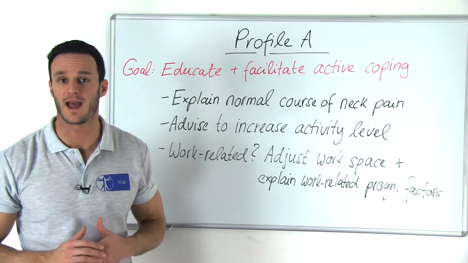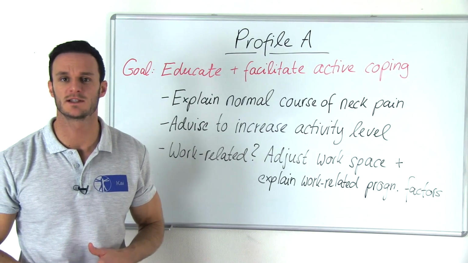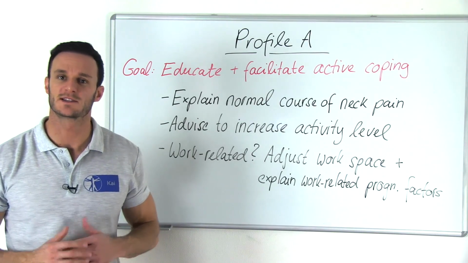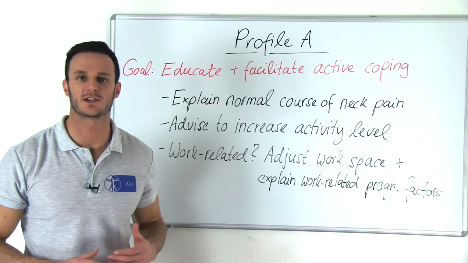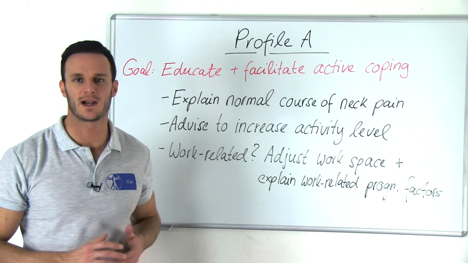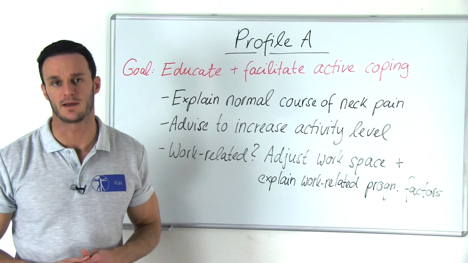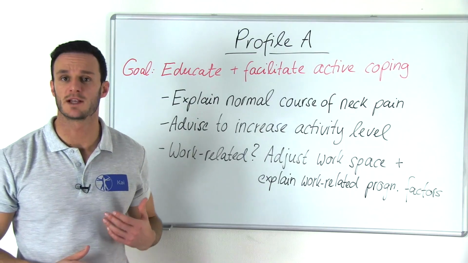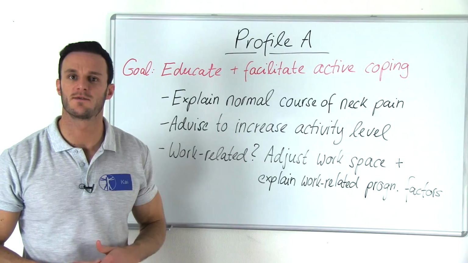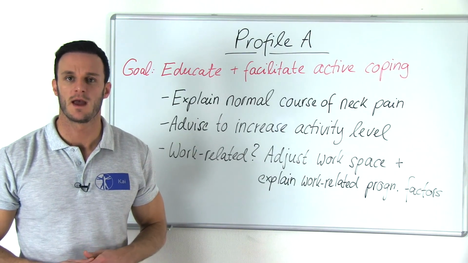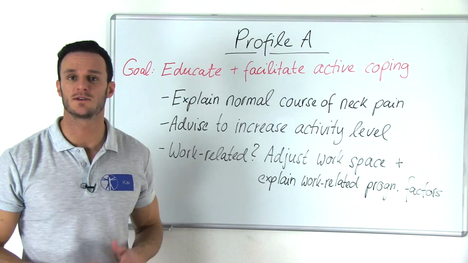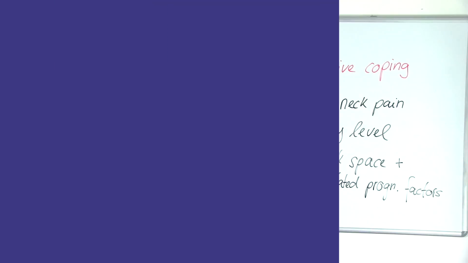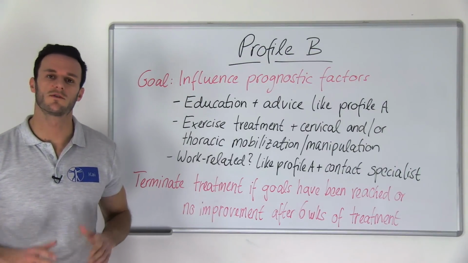Advise your patient to stay active and motivate him to gradually increase his activity, participation and exercise level and to return back to work. At the same time, avoid suggestions that might have your patient stay passive. If neck pain is work-related, he should adjust his workspace accordingly. On top of that, you should explain to him how different work-related prognostic factors that we mentioned in part 1 have a negative influence on suffering from neck pain. In case your patient is not able to work, you can suggest your patient to contact a physiotherapist that is specialized in work-related issues. Let's look at the management strategy for profile B.